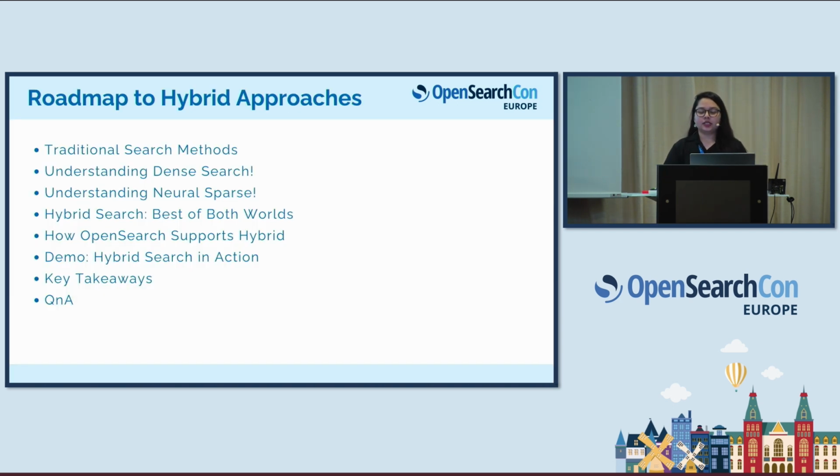All right, so let's talk about the roadmap for this topic. First, we will explore traditional search methods, because that's really important to understand before jumping into the hybrid approaches. Then we will understand what dense search is. Next, we will understand neural sparse and how we combine both approaches into a hybrid search, and how open source supports hybrid. We have a demo and some key takeaways from this topic. And lastly, we will have some time for Q&A.